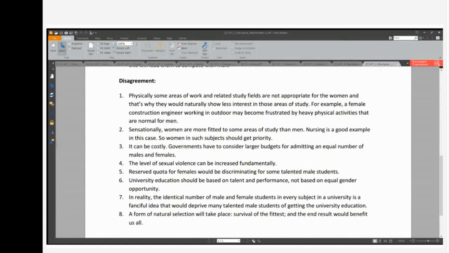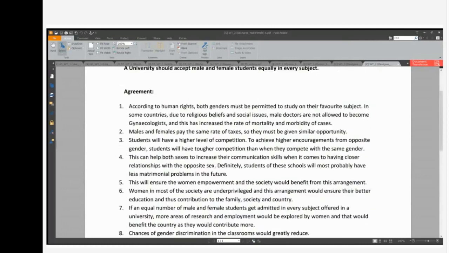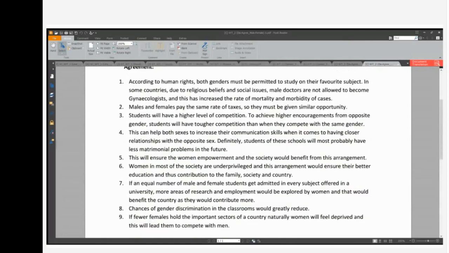If we choose to give equal chance, that can be costly, especially as the government would have to have large budgets for admitting an equal number of males and females in the university. So these are the things that can be a problem for the government, and so on and so forth. So you can write on both sides of the argument. You can agree or you can disagree. I have given you some very nice points for both sides, and you can write the essay based on that.